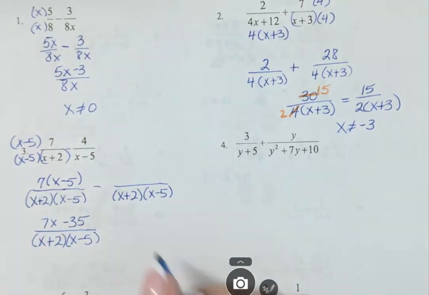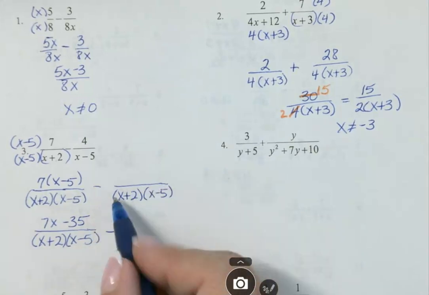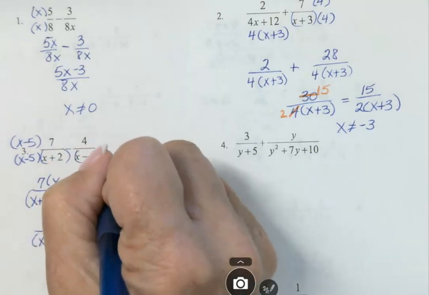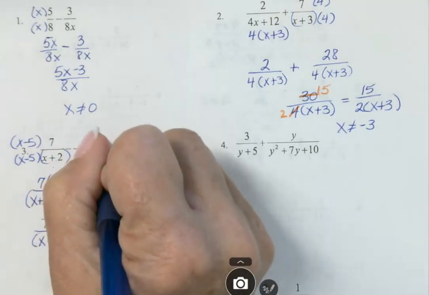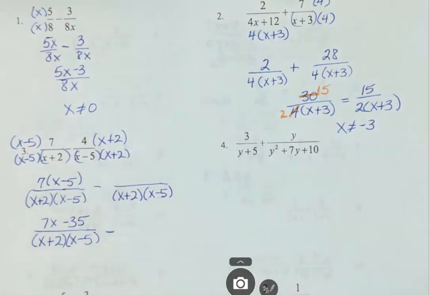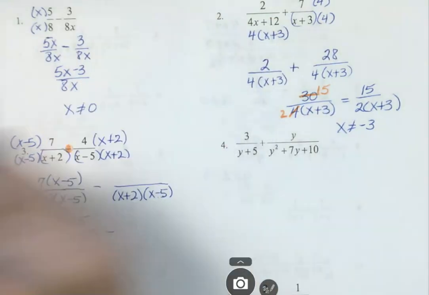That would be acceptable. Okay, here I have the x minus 5, so I'm going to need the x plus 2. Okay, this one, you got to be very careful. Subtraction is the tough one. It's the one that's going to mess things up.